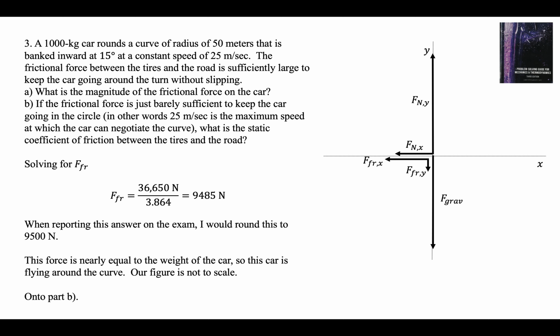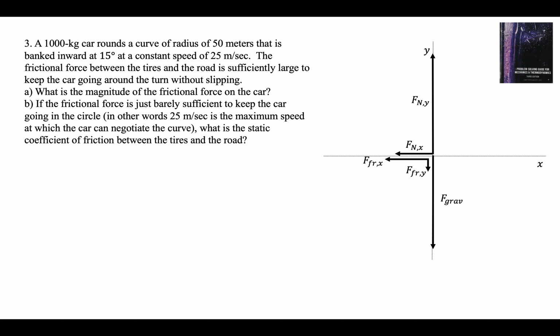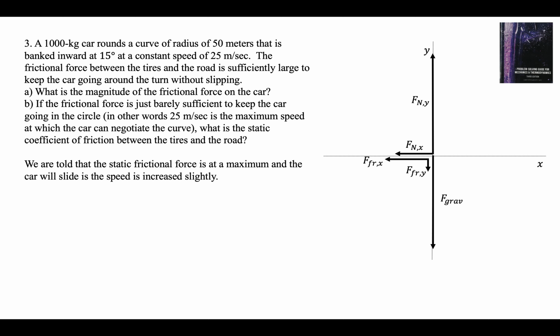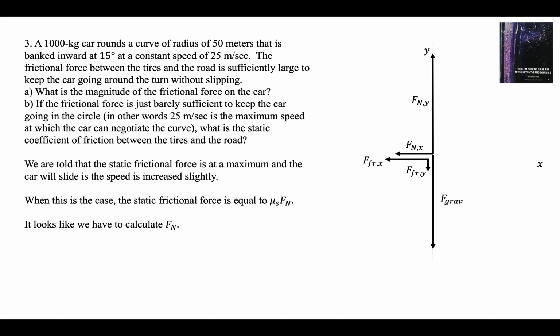So on to part B. What is mu sub s? We are told the static frictional force is at a maximum. So if the car goes a little bit faster or hits a slippery patch, it's wiping out. When this is the case, the static frictional force is equal to mu static times Fn. So we have to calculate Fn. We have an expression for Fn, here it is, and we have Fr now. It's 9485 newtons.